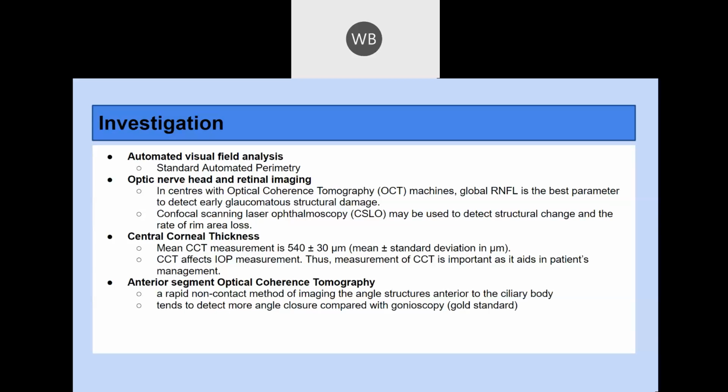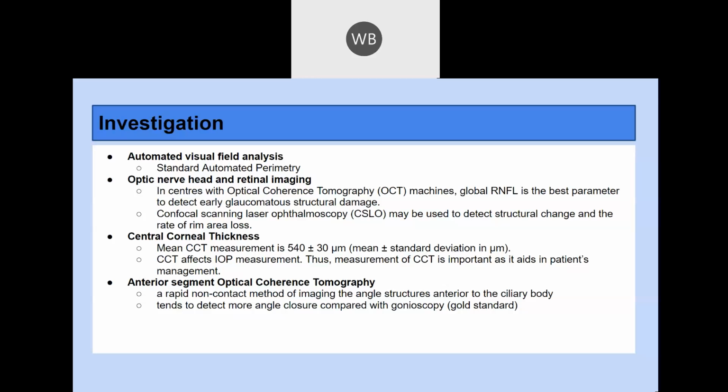So for the investigation, we can do automated visual field analysis using standard automated perimetry, in which we can see the visual field defect. We can also do optic nerve head and retinal imaging to detect glaucomatous structural damage. And we can also measure the central corneal thickness because it is important in patient management. And then we can image the anterior segment by optical coherence tomography. This is to detect more angle closure compared with gonioscopy.